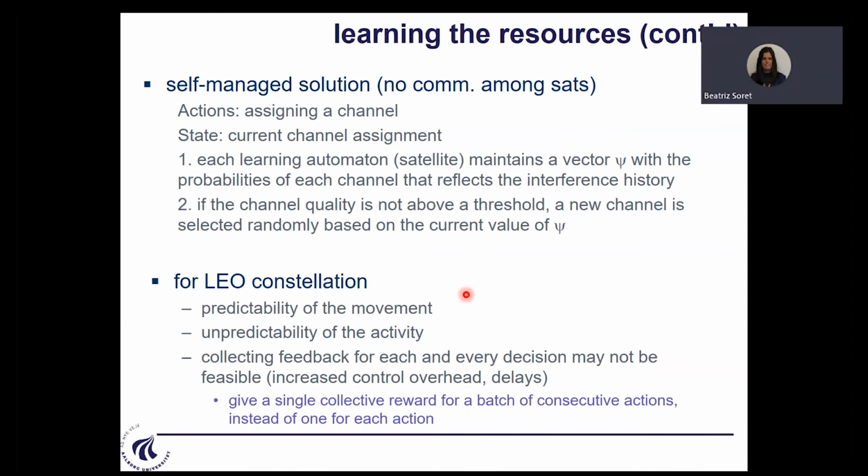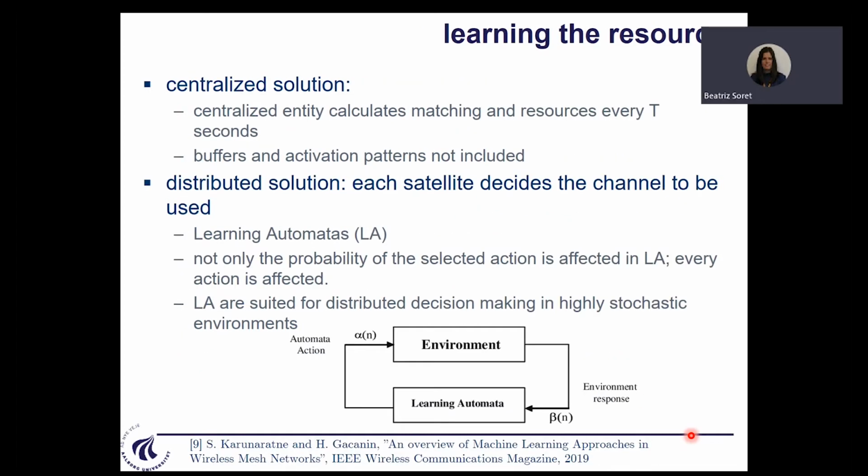Okay, what's the issue of this solution? That it's centralized. So it's like a fundamental study to understand what's the best we can do, but the problem is that, oh, sorry, I jumped one slide. The problem is that we are assuming that there is a centralized entity calculating the matching and the resources every T seconds. We are not including the buffers and the activation in this solution.